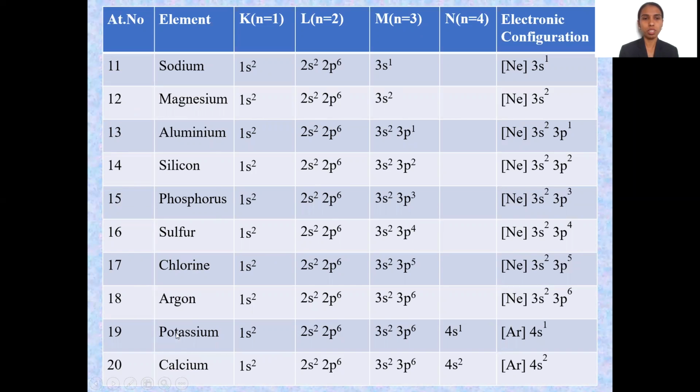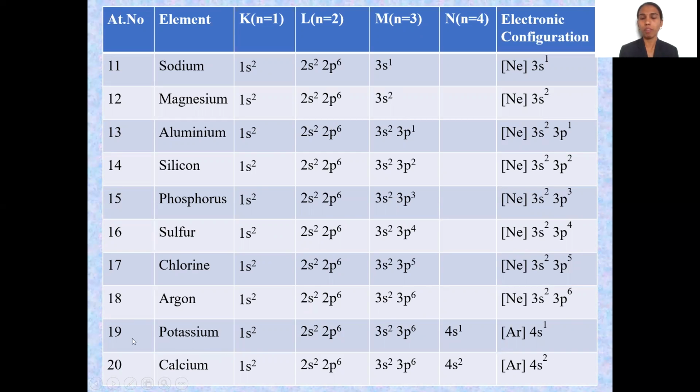Now see here, last one, argon. Argon has the atomic number 18, and its electronic configuration is 1s2, 2s2, 2p6, 3s2, 3p6. Now here, after 3p6, the p orbital is completely filled. So the next electron will go into the 4s orbital.